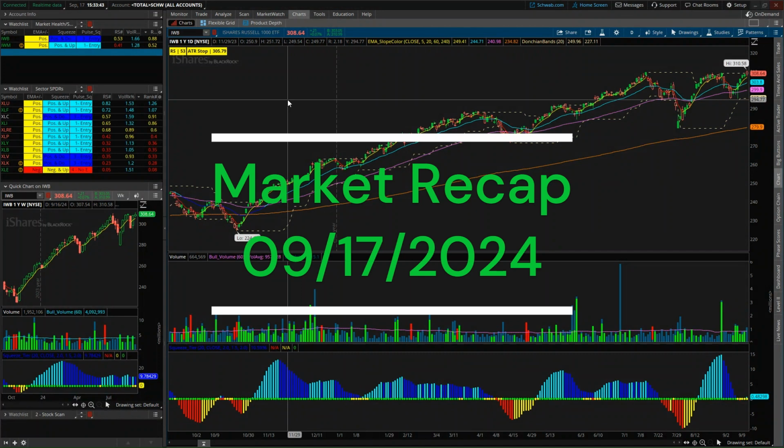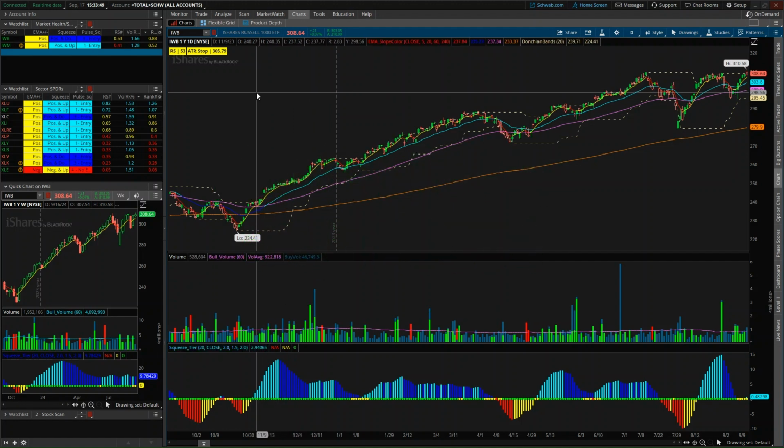It's Tuesday, September 17th, just after market close, and I just want to walk through my process as a part-time swing trader: how I analyze the market, focus my trades for the upcoming day, and then update any intraday positions I have. What I have pulled up here is the Thinkorswim platform.